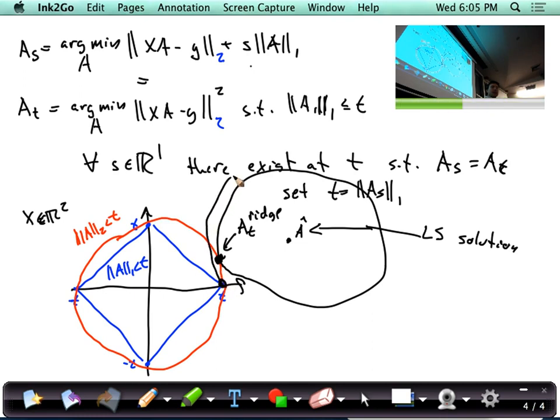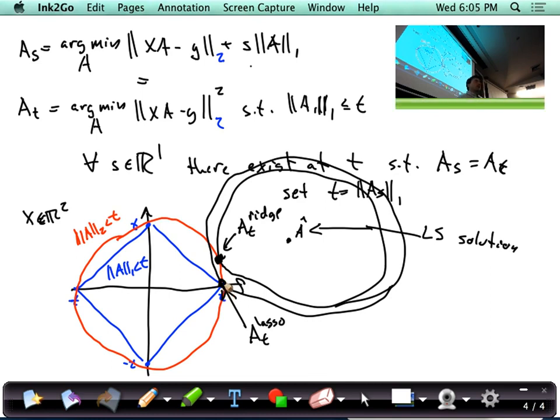I'm going to end up restricting to a slightly larger ball. My solution will have a little bit more error. There we go. So this solution right here, this is A t for lasso. So this will be the lasso solution, the closest point to A hat on this blue ball of radius t. It's an L1 ball, so it's this diamond-shaped thing. And the special thing about it is that it happened to be on this corner.